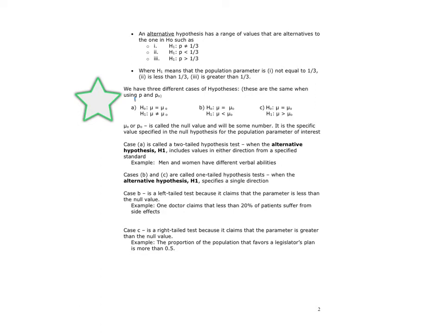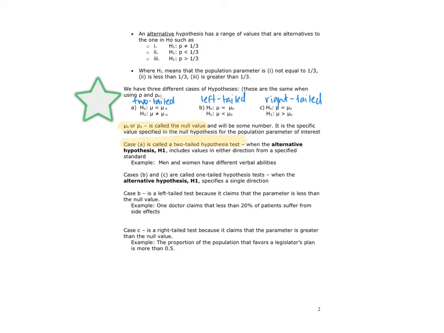This first case is our two-tailed. The next case is a left-tailed test. And the third is a right-tailed test. The value mu naught or p naught is called our null value, and it's going to be some number specified in the problem. Again, case A is called our two-tailed hypothesis test, and that's when our alternative is stating or including values in either direction from a specified standard.